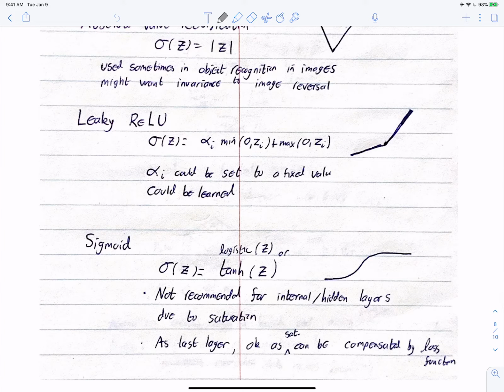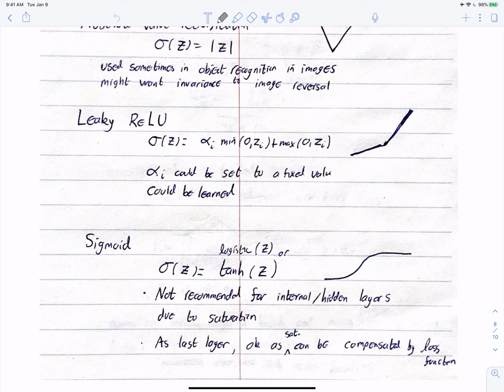Other nonlinear activation functions you could use are sigmoids. For example, you could use the logistic function or the hyperbolic tangent function. Generally speaking, these are not recommended for internal layers, hidden layers of a neural network, due to saturation. What that means is that if your z is located in the flat regions of this sigmoid, then you're going to get very, very small gradients. And then you might just never get out of those regions, or it might take you a very large number of iterations to get out of those regions.